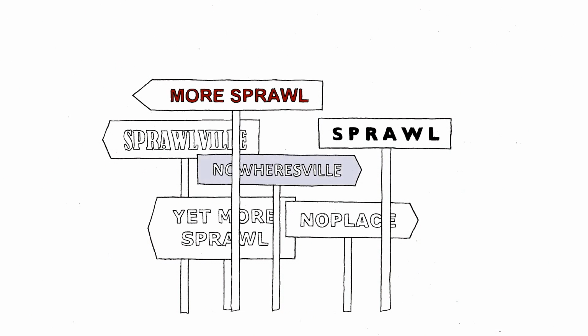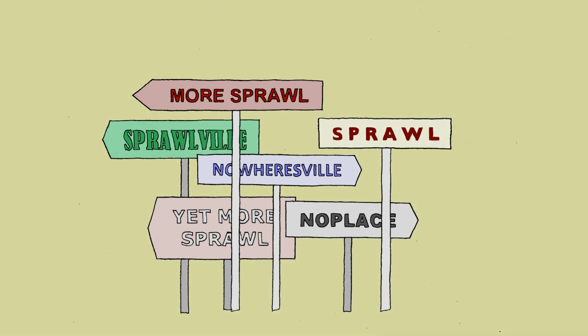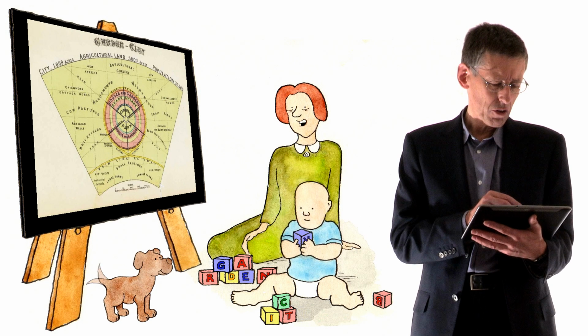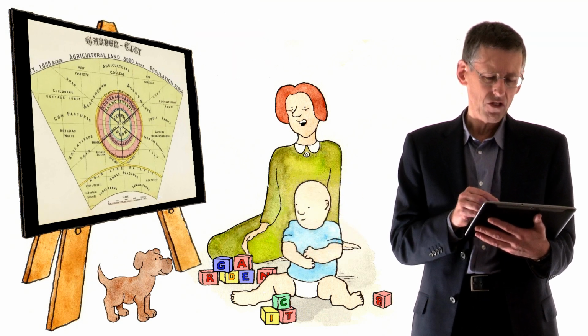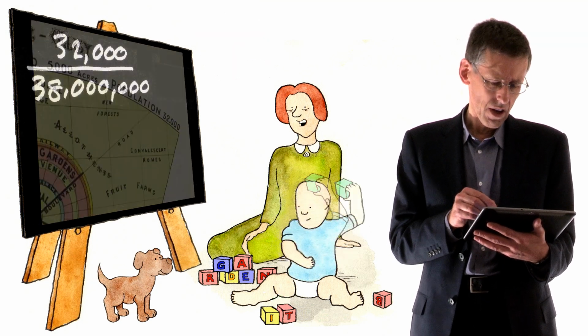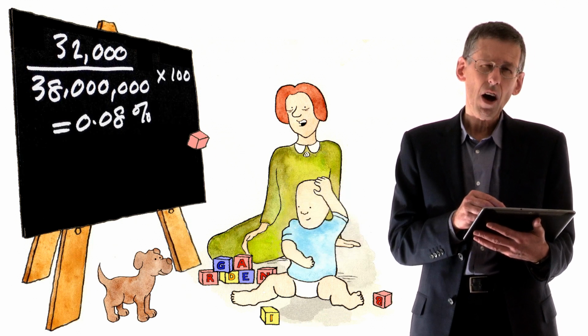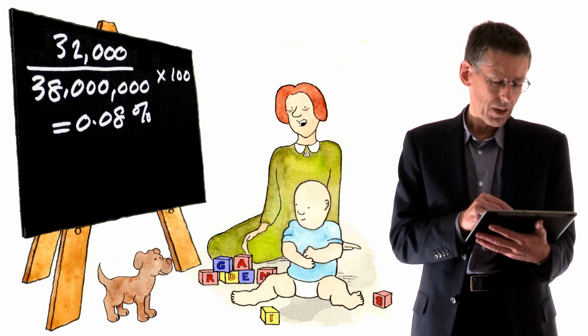What was the population in 1898 when Howard first published his proposal for garden cities? 38 million. What did Ebenezer Howard specify as the maximum population of a garden city? 32,000. So the population of a garden city would represent 0.08% of the population of the UK.